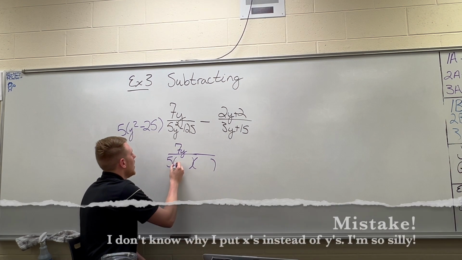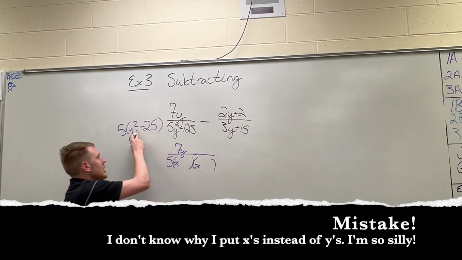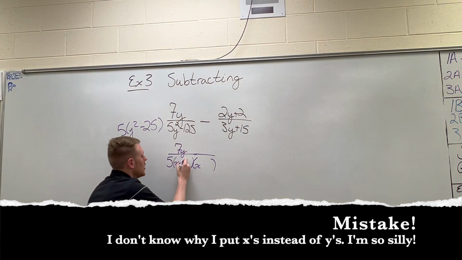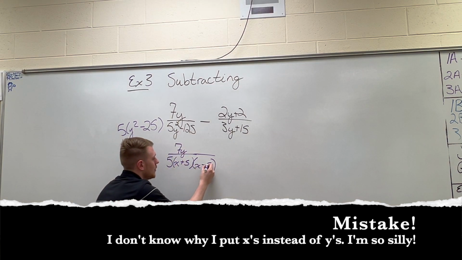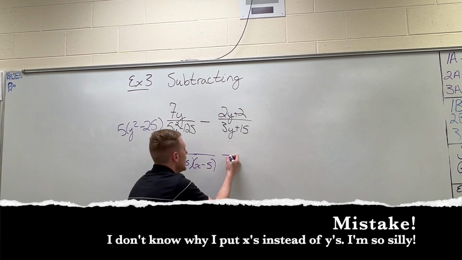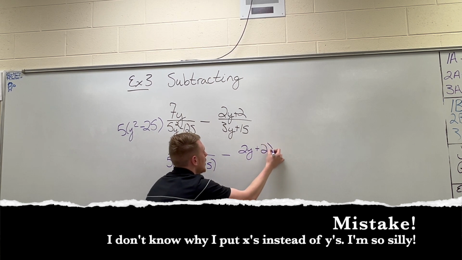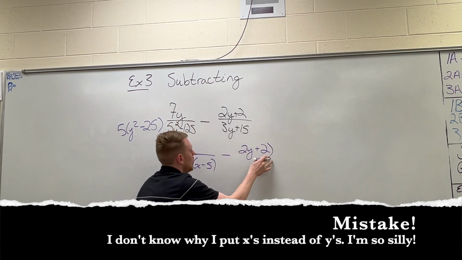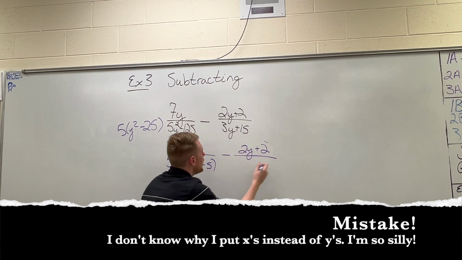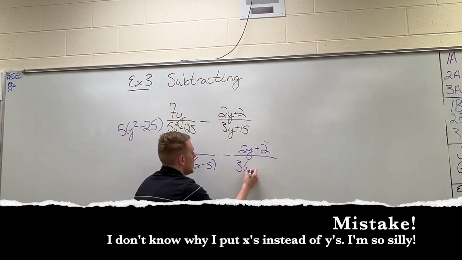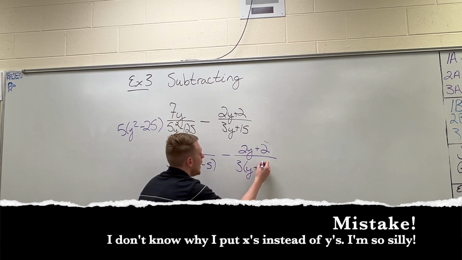So, y and y, and this is a square, and this is a square, so this is, again, a difference of 2 squares. So, plus 5 minus 5. Come over here, I have 2y plus 2 over, factor out a 3, and I get 3y plus 5.